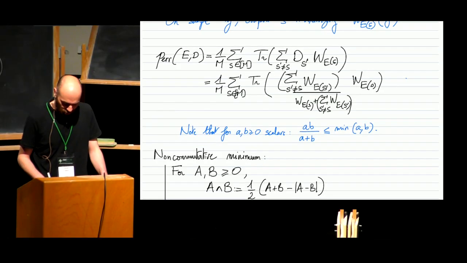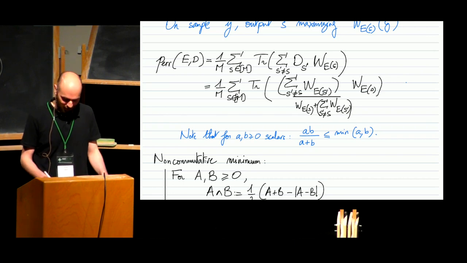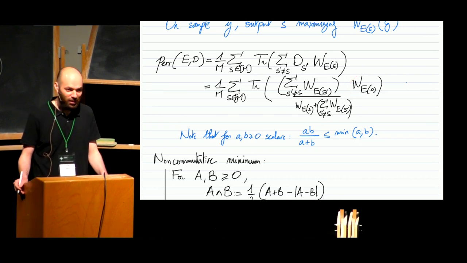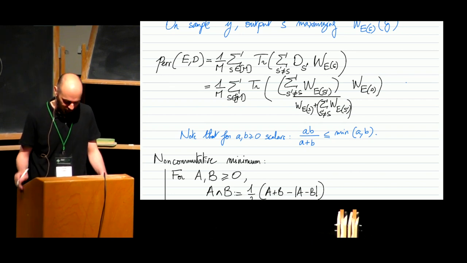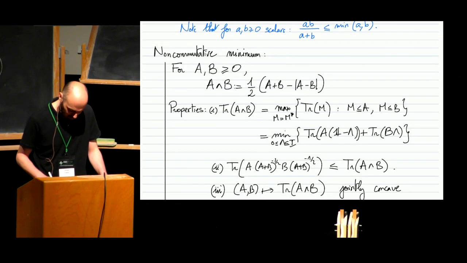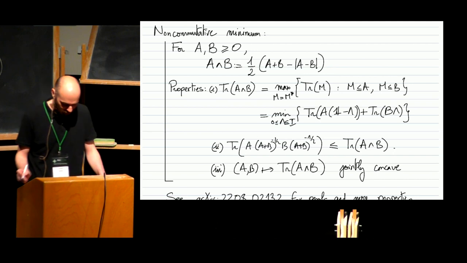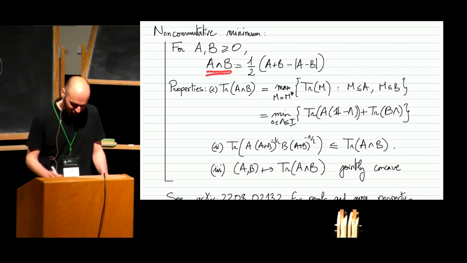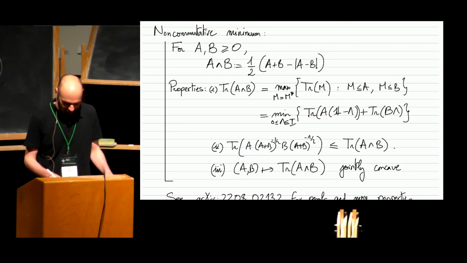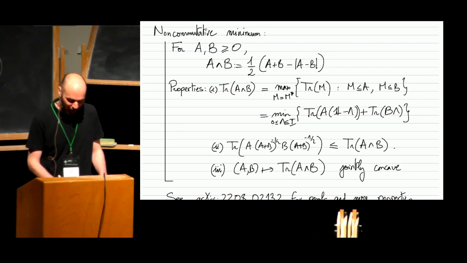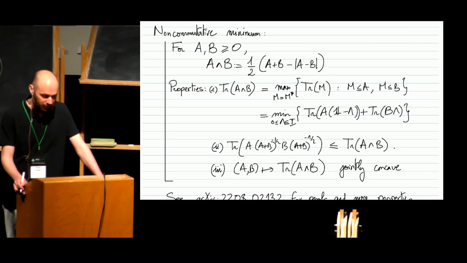But now these are operators, so I would like an analog of this minimum. I'd like a minimum of positive operators, a non-commutative minimum. One way to define the non-commutative minimum is this: the minimum of two positive operators A and B is, by definition, 1/2 (A plus B minus the absolute value of A minus B).